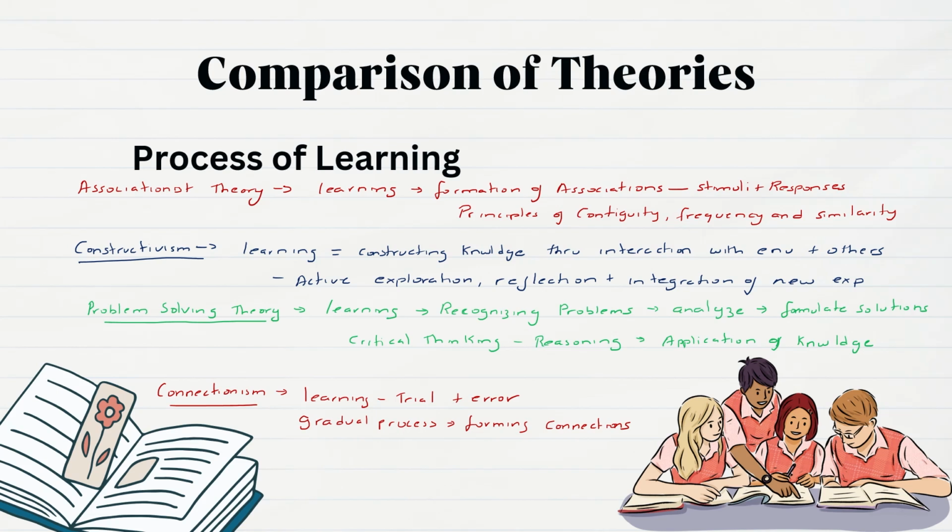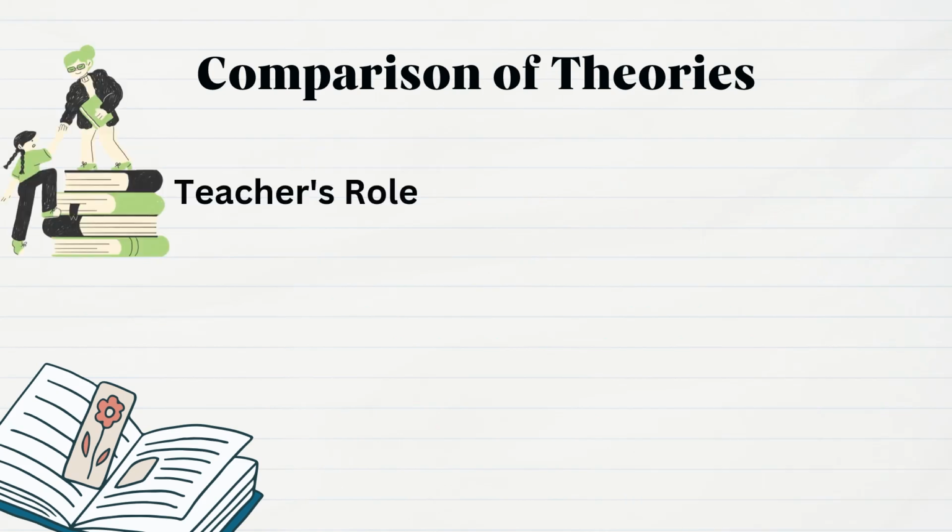So, we see that a student learning to type would use trial and error to find the most efficient finger placement on the keyboard, and therefore gradually they become faster and more accurate depending on the number of hours they put in for practice. Next, let us take a look at the role of the teacher.